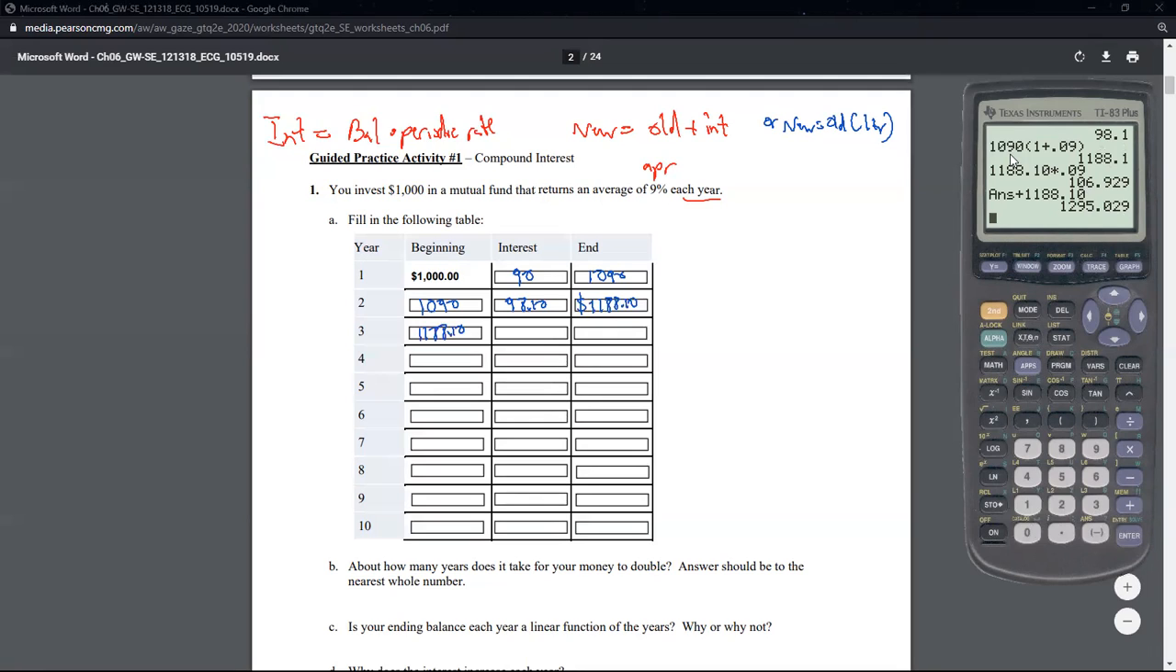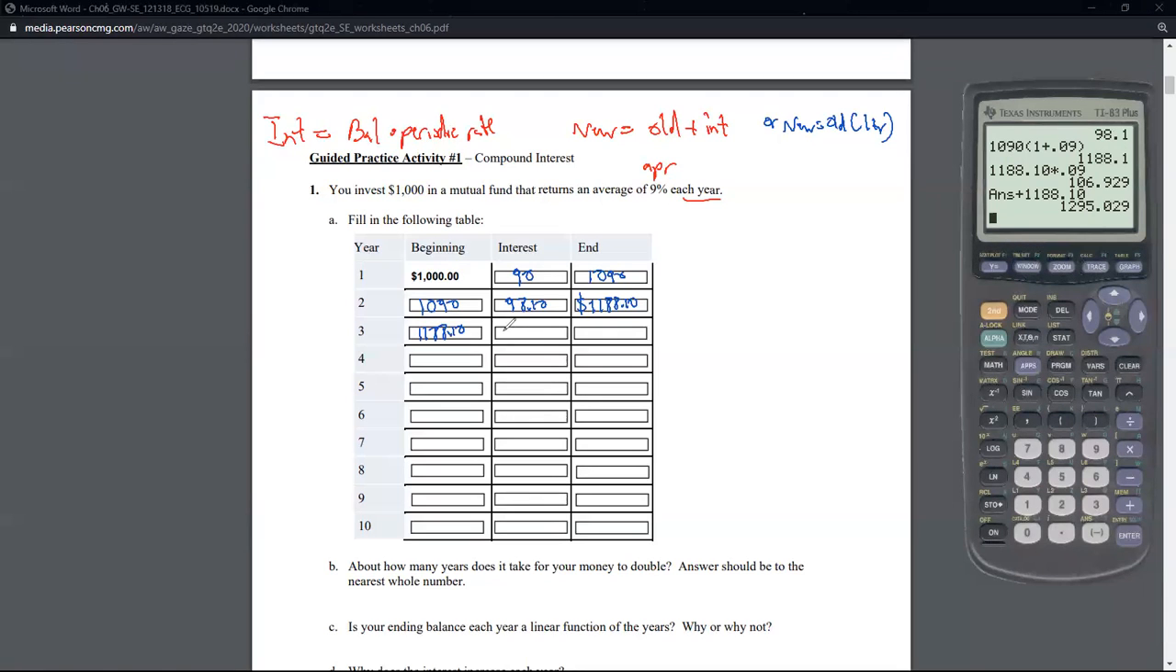So let's go back and annotate. Write this last one. 106.93, and then for an ending balance of 1,295.03. Sorry if that 5 looks a little ugly, but you can see it on the calculator.